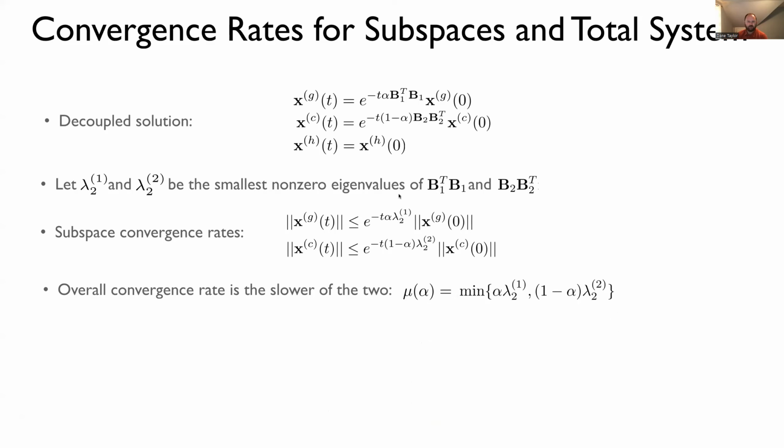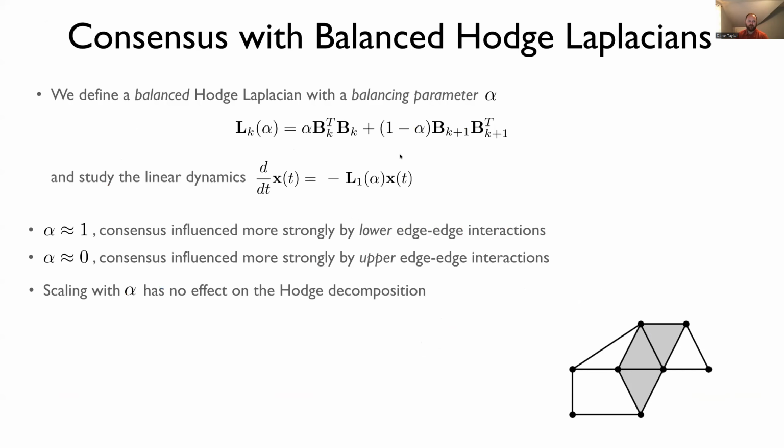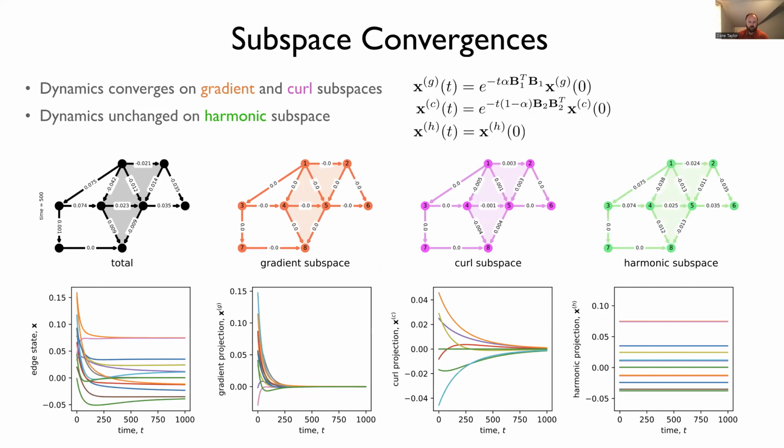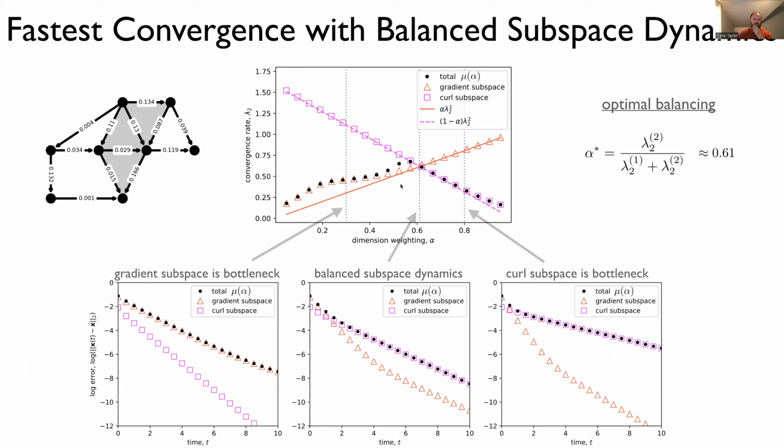And to just hop back, since I didn't show the equation, here, this was our definition of the Hodge Laplacian. So we're just balancing this matrix and this matrix, and we found an optimal value of alpha star, where the system converges as fast as possible. Okay, so that's just showing the convergence rates for this simplicial complex here.